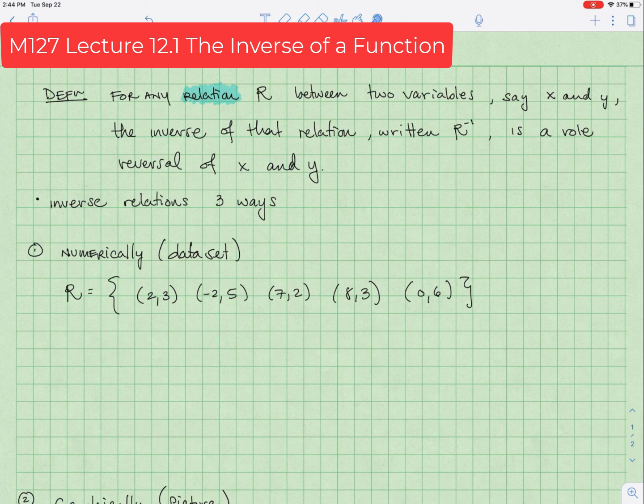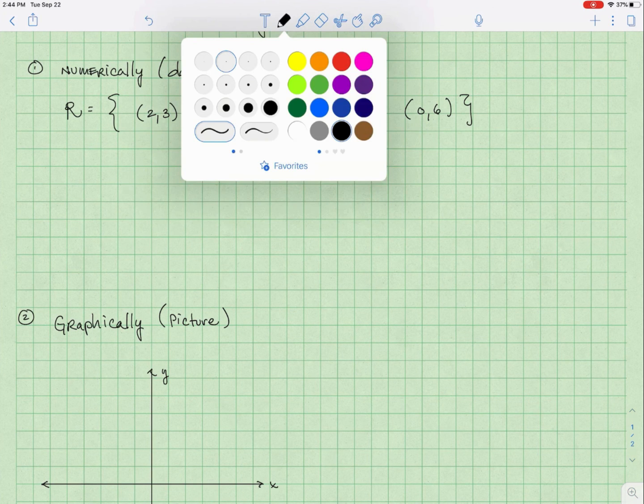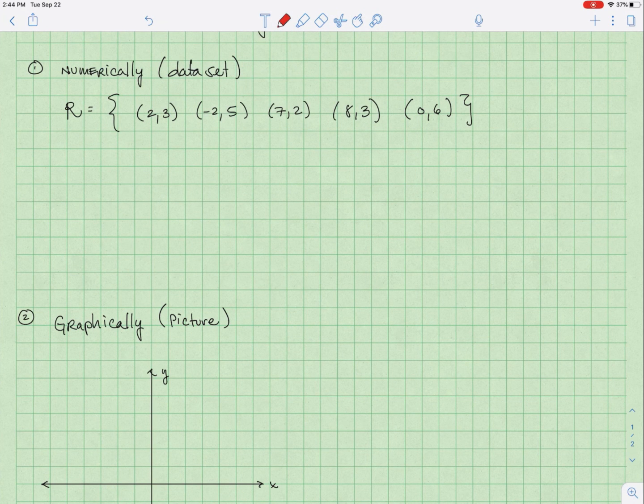So let's take a look at inverse relations 3 different ways and get a feel for what we're talking about here. The first way that we can look at this is by the data, or what's called numerically. And so what we have here is the following. If R is this collection of ordered pairs, (2, 3), (-2, 5), (7, 2), (8, 3), and (0, 6), then the inverse, R inverse is how that is read, is nothing more than a simple role reversal of the ordered pairs.